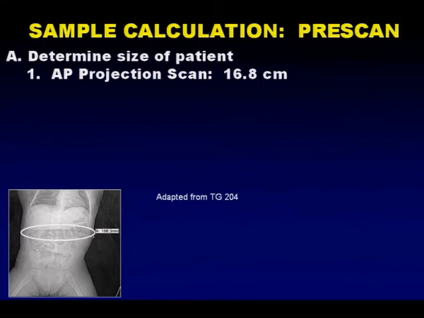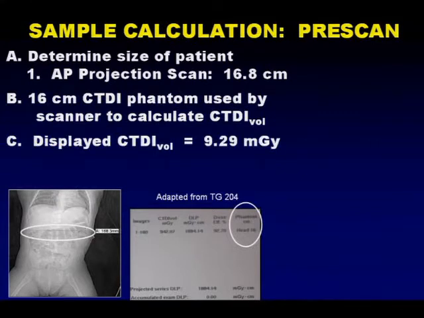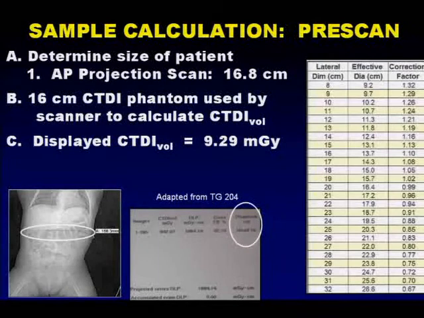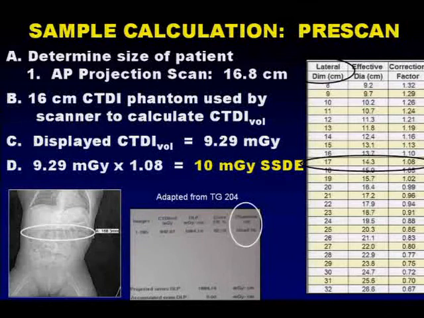What about a couple of sample calculations? We can measure the dimension of the patient on the pre-scan projection scan, and in this case it's 16.8 centimeters. In this case, the scanner tells us that it used the 16 centimeter CTDI phantom, and it tells us at the end of the case that the CTDIvol was 9.29 milligray. Well, we go to the report, we find the appropriate table. You'll notice here that this is for the lateral dimension, and we come down in the table to 17 centimeters, and we see that the correction factor is 1.08. We multiply that times the CTDIvol, and we have an SSDE estimate of 10 milligray.